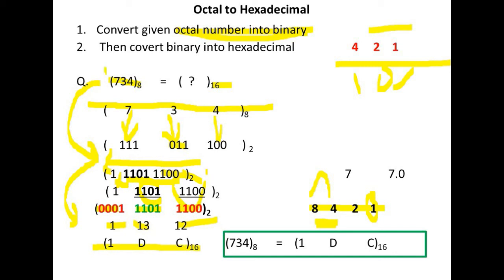It means the 734 number which was in the octal system is now converted into the hexadecimal system. The method is very easy. First convert the octal system into the binary number and then make groups of 4, and we know how to convert this binary number into the hexadecimal system. So here we have got the answer.